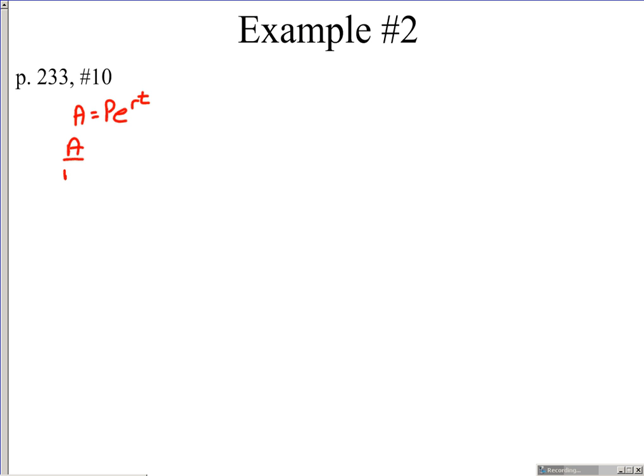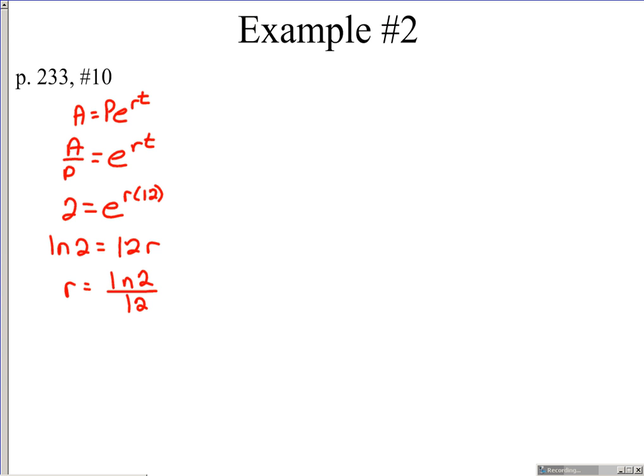We know that our ratio of A over P, if it's going to double, is going to be equal to 2. We don't know the rate. That's one thing we're trying to find, but we're told that it takes 12 years for it to double. So we're solving this exponential equation this time for R. Once again, we're going to take the natural log of both sides. Natural log of 2 divided by 12.